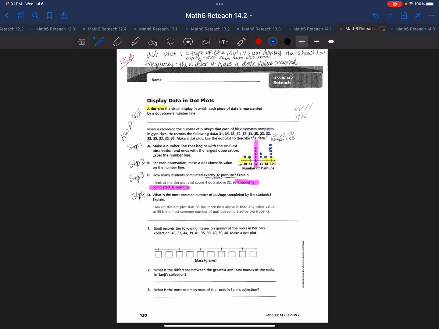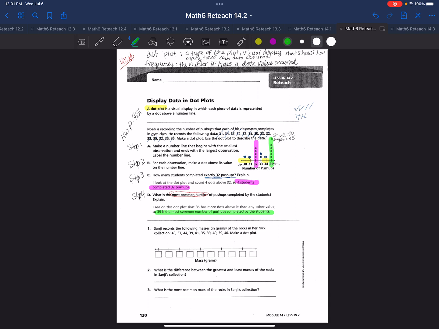Question D is asking you, what is the common number of push-ups completed by students? Please explain. What is the most common? So here they're looking at what's the most common number. That means which one happens the most. So if you're looking, you can see on the dot plot that 35 has the most dots, because I can see here it has 5 dots. So I know that 35 is the most common number of push-ups completed by students.